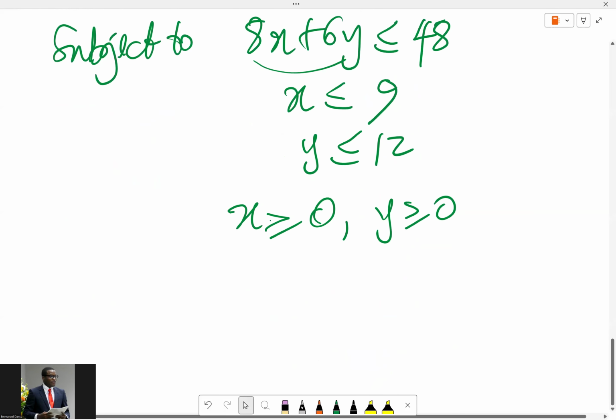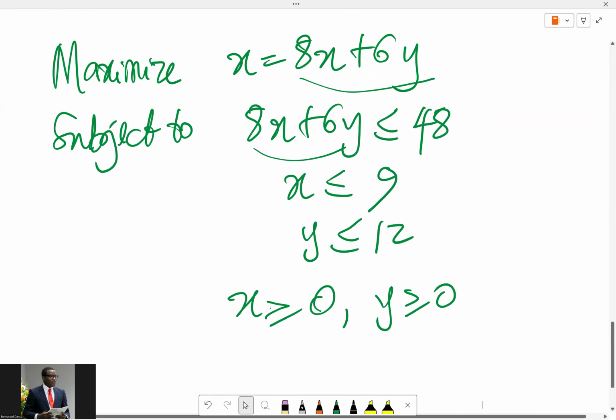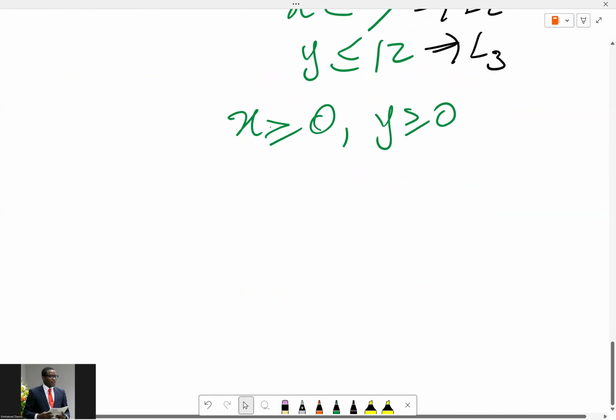So let's look at how this goes. Of course, we are talking about the graphical method for solving these. So what we do is go with the lines. We know this is going to give us line 1, this is line 2, and this is line 3. We are dealing with linear programming, so it's all about lines. The first line, for instance, is 8x plus 6y less than or equal to 48.